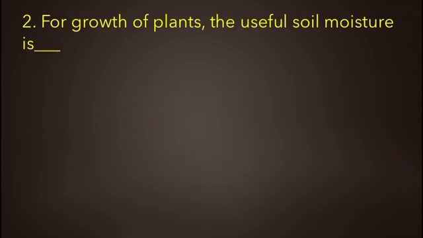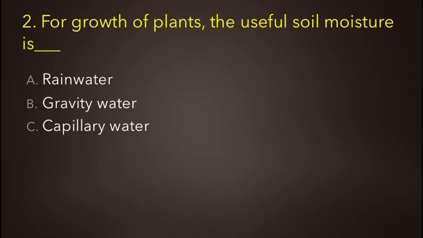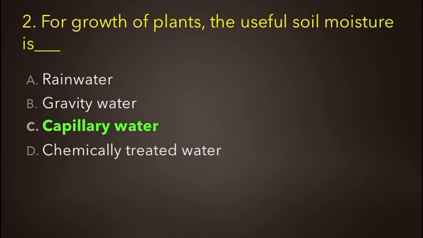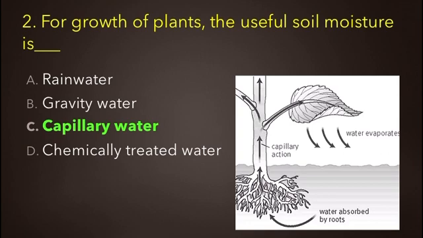For growth of plants, the useful soil moisture is dash. We have options A. Rainwater, B. Gravity water, C. Capillary water, D. Chemically treated water. The right option is capillary water. You can see in this image how the roots are absorbing the water and sending the water to the other parts of the trees due to capillary action.